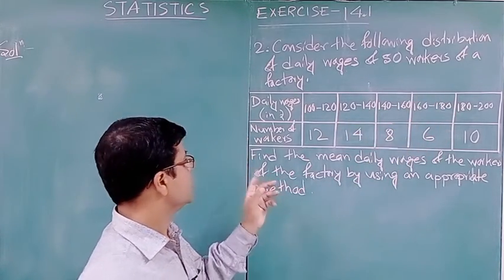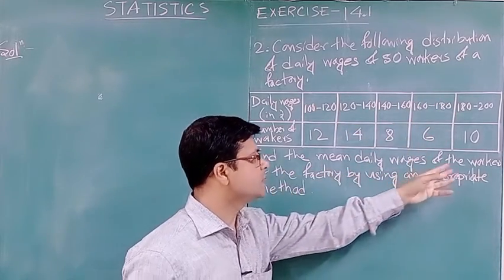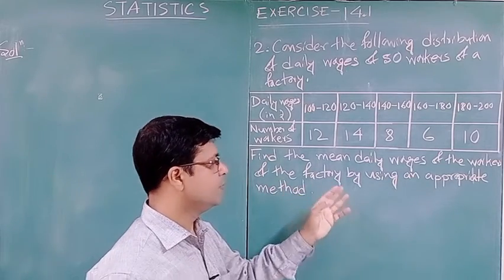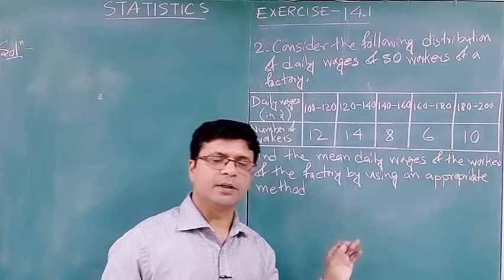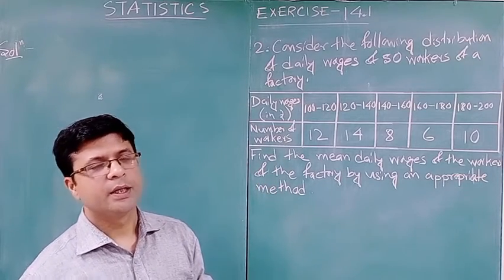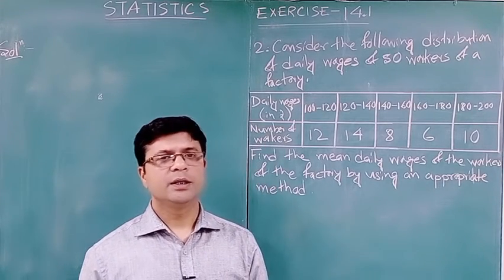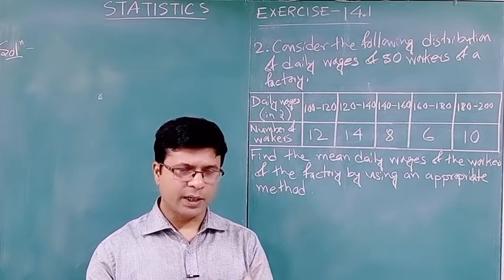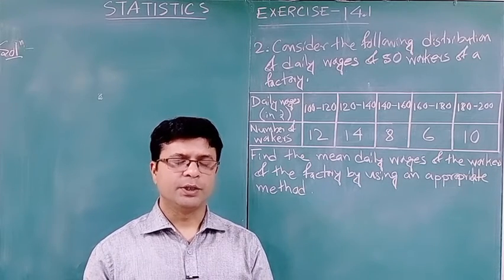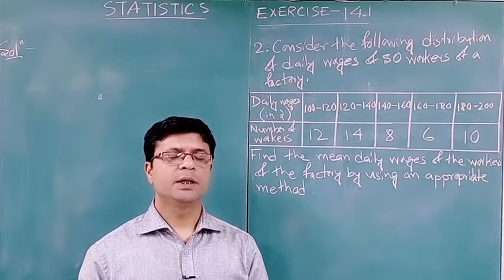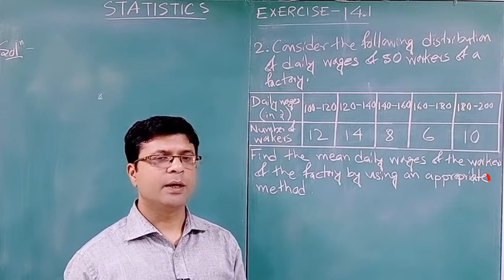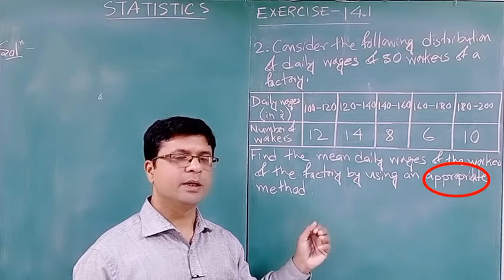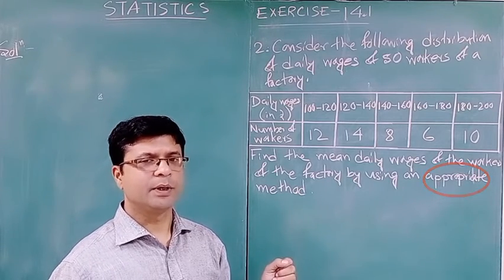Now the question is, find the mean daily wages of the workers of the factory by using an appropriate method. Here it is mentioned, appropriate method. Now which method will be appropriate? Dear students, we know that if we find the mean by direct method, assumed mean method or step deviation method, the answer is going to be the same. But here we have to apply the appropriate method. Here which method will be appropriate?